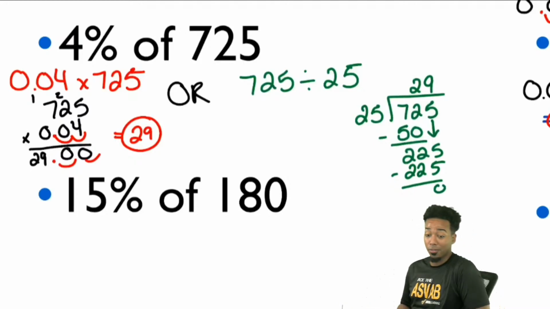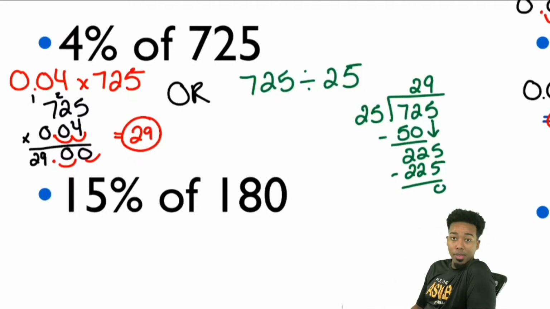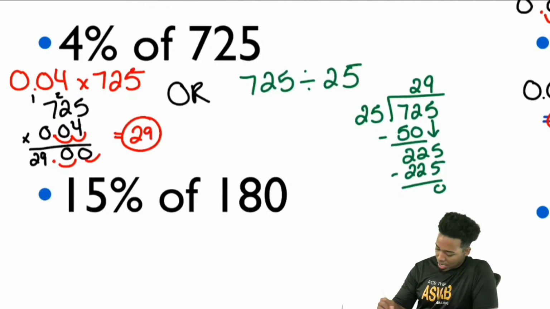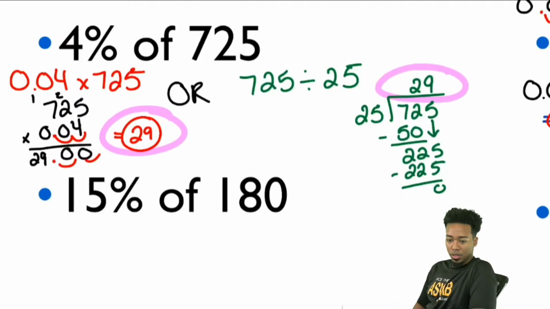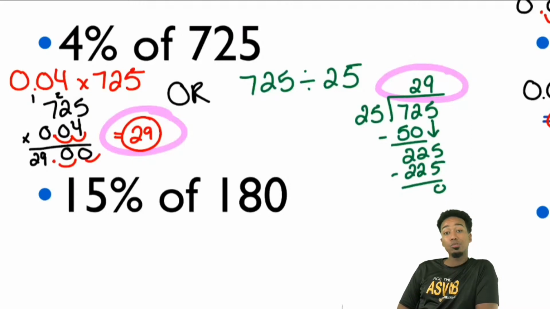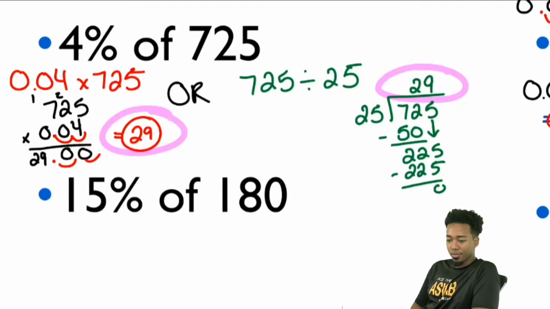And so notice it might have been faster for you to just multiply by the 0.04. It's up to you to make the decision. Once you have enough practice, you'll know which ways might be easier than the other. But regardless, again, we get the same answer. If it was 726, that would end up being something to the effect of 29.04.